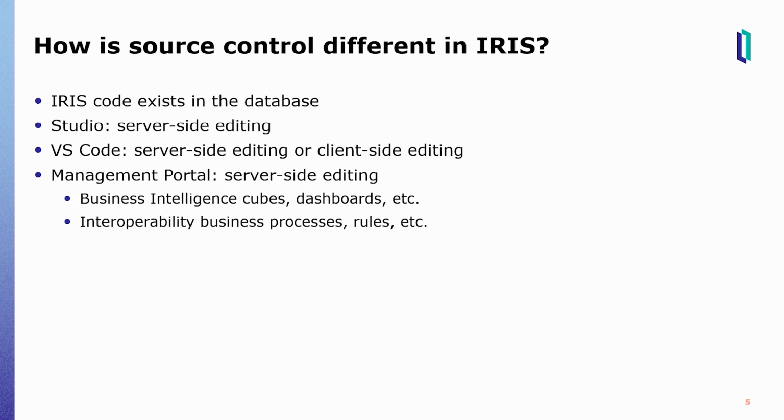Some examples of that are if you're using Iris Business Intelligence, you're defining a cube in the management portal, or a dashboard, or a pivot, or something like that. And then the other big one is interoperability. So business processes, business rules, that sort of thing. Lookup tables, yeah, that's all in the portal.